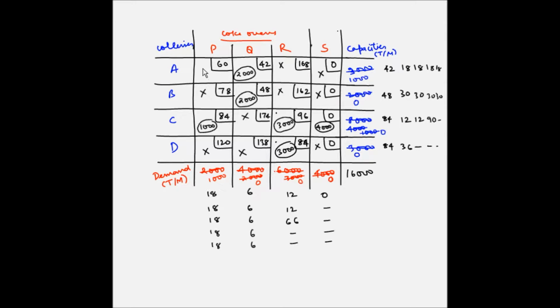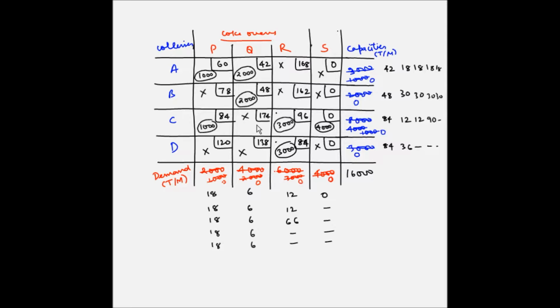Now for the last square AP, the supply available at A is 1000 while the demand at P is also 1000, so we can allocate 1000. So now the entire demand at P has been met, and also the entire supply capacity at A has been exhausted. So this is the basic initial feasible solution, and it may or may not be the optimal solution.